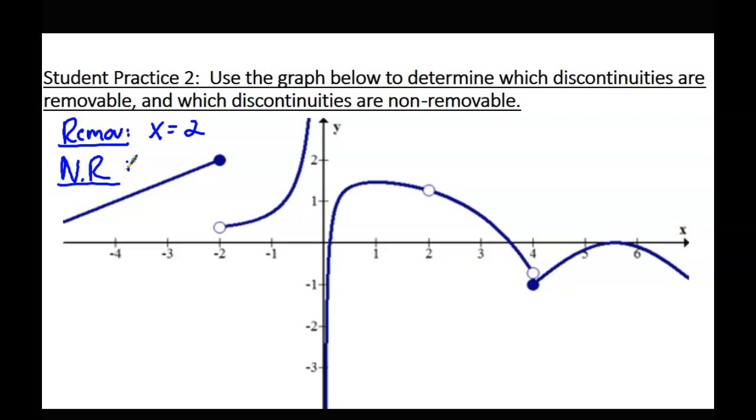X equals -2. X equals 4. Cool. Wait, isn't X equals 0 also one? Yes, it is. That one's easy to miss. You guys see why x equals 0 is 1? Asymptote. Because it's a vertical asymptote.